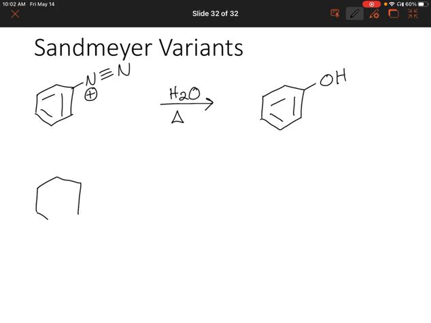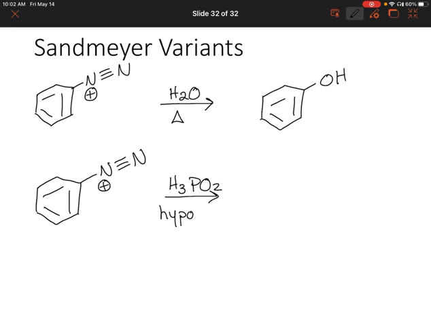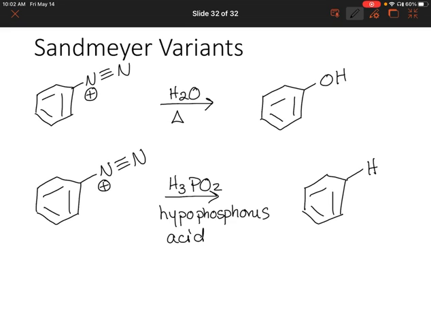Another reaction we could do is, let's say we have our Sandmeyer, or our diazonium salt, and we're going to react this with something called hypophosphorus acid, H3PO2. This is going to replace the N2 group with a hydrogen. So we can just reduce that N2 group to a simple hydrogen. So these are very, very useful reactions that we can do.